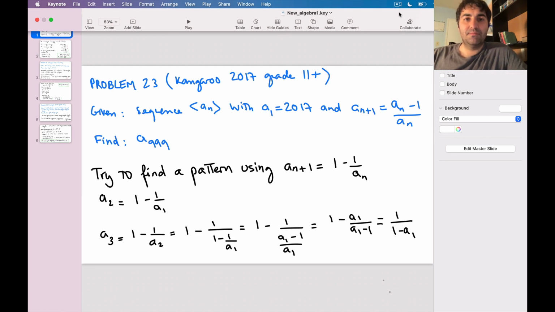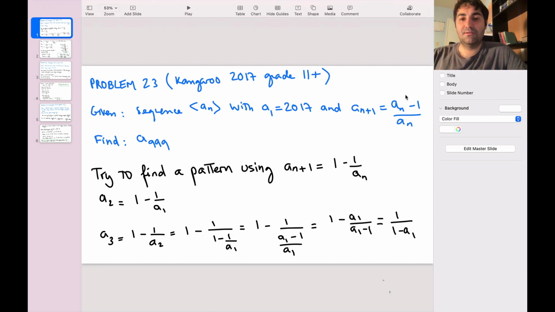I like to solve some algebra problems from the Math Kangaroo competition. So this is problem 23 from the 2017 test for juniors and seniors. Given sequence a_n with a_1 equals 2017 and a_{n+1} equals (a_n minus 1) divided by a_n, find a_999. So let's try finding a pattern.